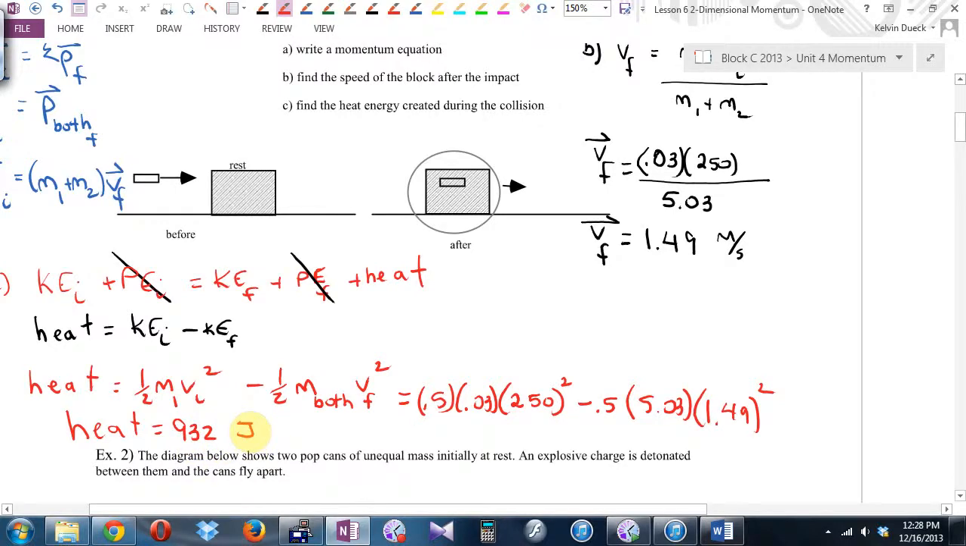This is why momentum is so much nicer to analyze collisions. Momentum is conserved, total energy is conserved, but kinetic certainly is not, and kinetic and potential certainly are not. Some energy must have gone into heat, otherwise this couldn't be possible.